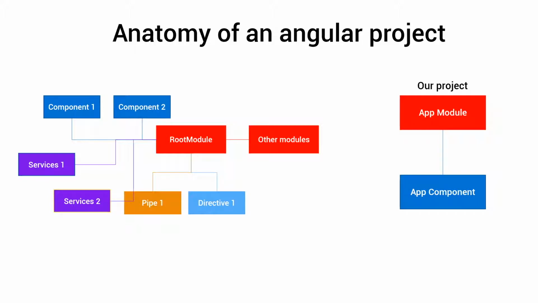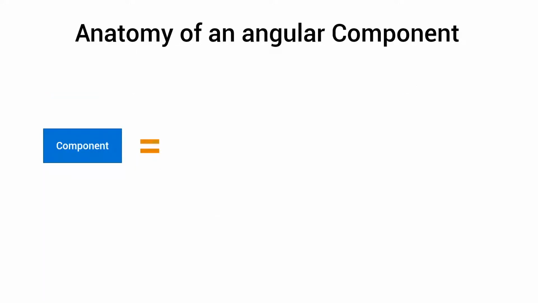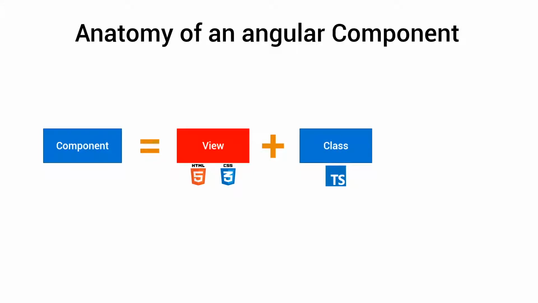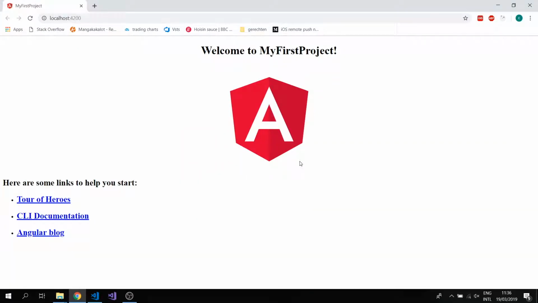So what does this component look like? Because we had four separate files. A component exists out of a view, which is what we see as the user, which is built in HTML and CSS, where HTML is the markup and CSS is styling. Then we have the class, which provides our view with logic like methods and properties, which is in TypeScript. And then we've got the metadata, which lets Angular know that we are building an Angular component and how this Angular component is configured.